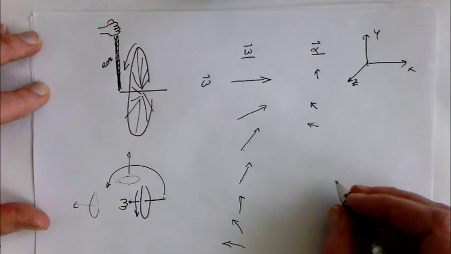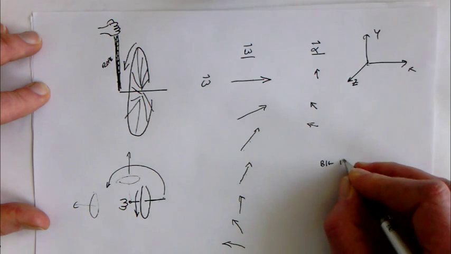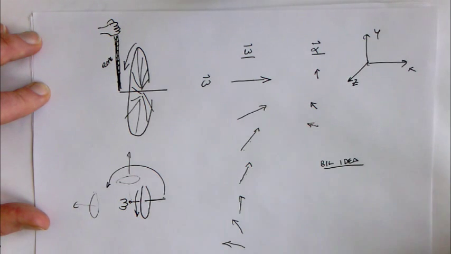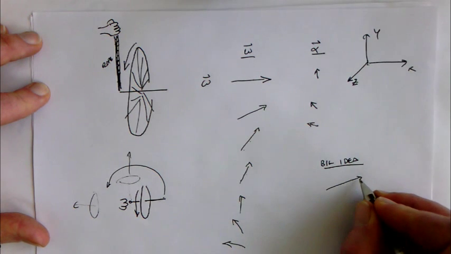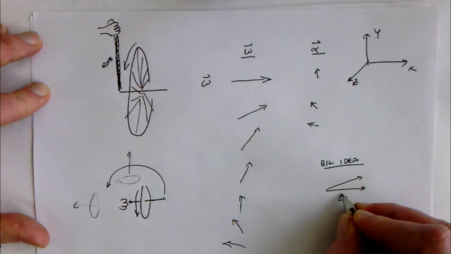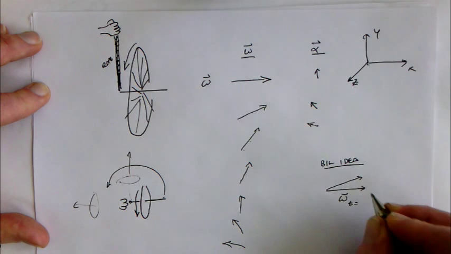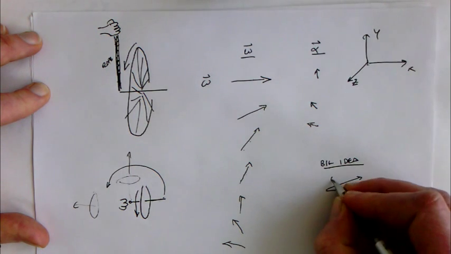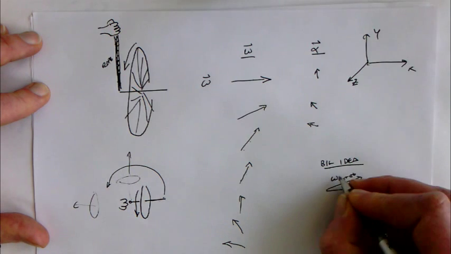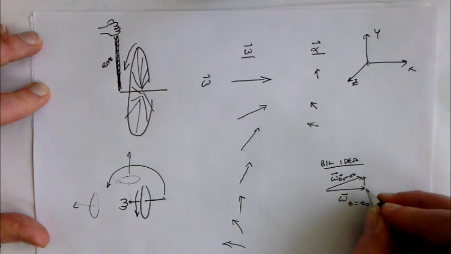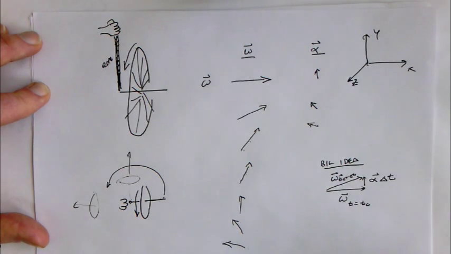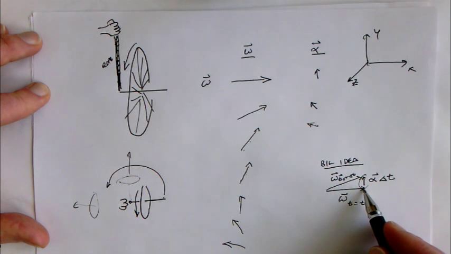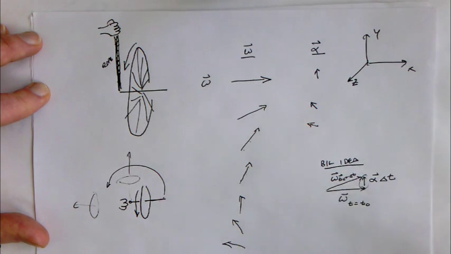So you can sort of see this big idea, which of course is directly related to the big idea that acceleration is the time rate of change of linear velocity, is that if I have omega at some time t naught, and omega at t naught plus delta t, the change in that is alpha times delta t, right? So the angular acceleration vector has to be the vector that connects the old angular velocity to the new angular velocity.